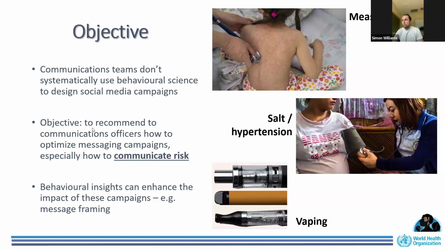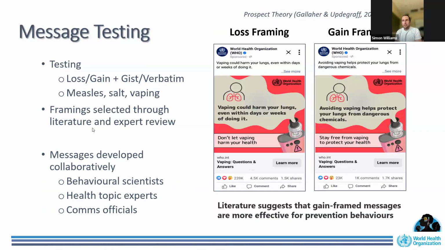We know from the literature on health promotion that behavioral science theories and constructs can enhance effectiveness of interventions, but we do need more evidence to test whether they can enhance interventions in real-world settings, including social media campaigns. So we set out to test whether two sets of paired constructs, that is loss and gain framing and gist and verbatim representations, could enhance the effectiveness of social media messaging across three different health topics: measles, salt control, and vaping. The key outcome measures we used were risk perception, perceived importance, and behavioural intentions.